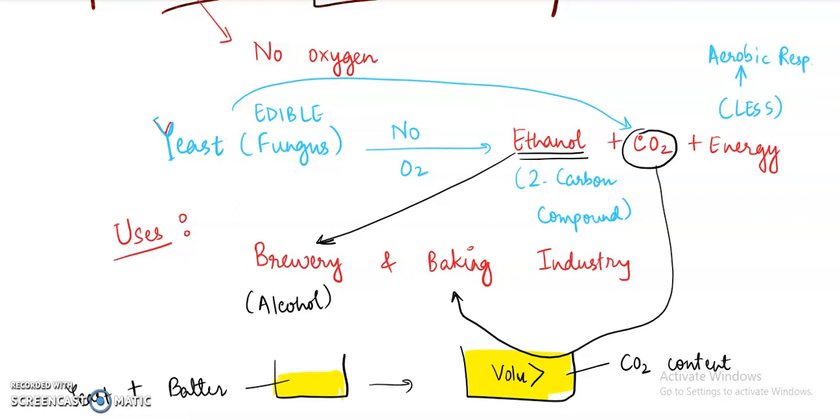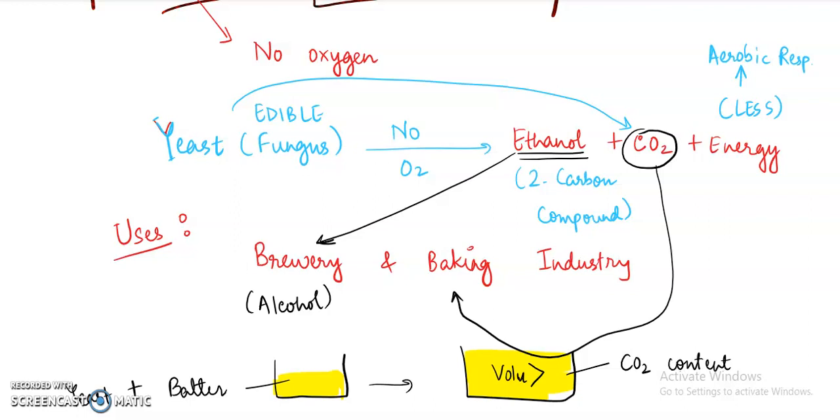When you have added yeast, yeast has started doing respiration. What kind of respiration? Anaerobic respiration. So with its activity, CO2 is increased in the batter. As a result, the volume has risen. And once you bake this batter in the oven, what happens? The gas CO2 escapes out, and it escapes out by leaving gaps in between. And the more gaps in the cake, the fluffier it would be.